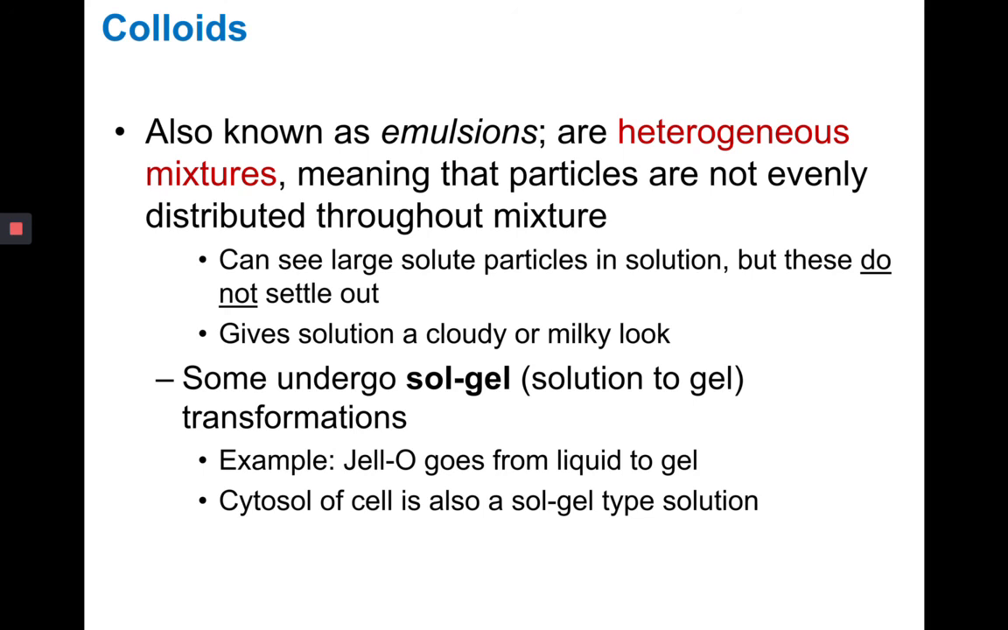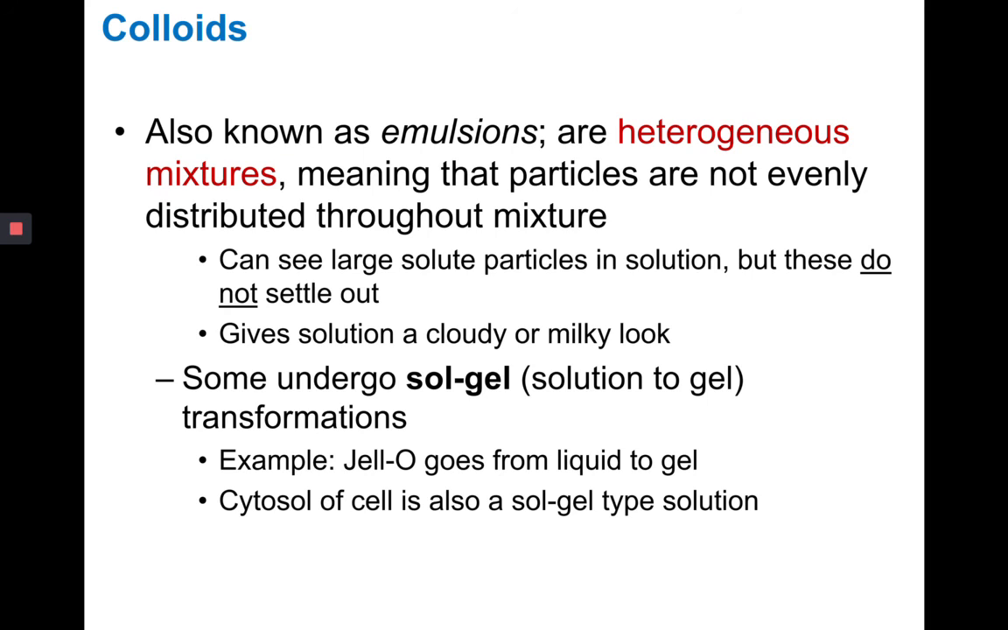So it's a heterogeneous mixture because the amount of solute, the fruit, in the solvent, the Jello, would not be the same throughout. But we'd still see that the fruit doesn't settle out or completely separate from the Jello. It remains at least slightly mixed in. A lot of colloids are associated with a sol-gel transformation, where you see a solution or a liquid turn into a gel. A great example in cells is cytosol, the jelly-type part of cytoplasm.